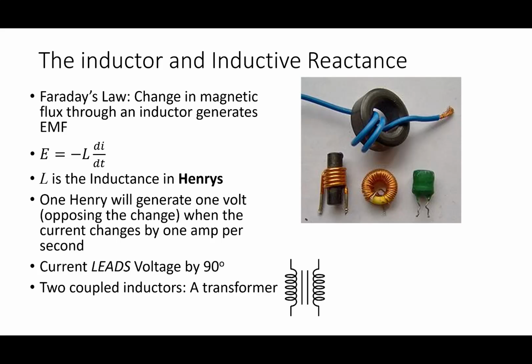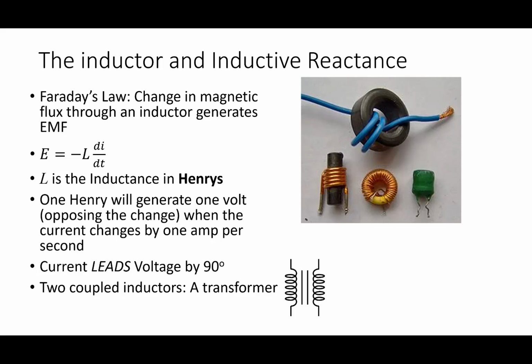So the inductor tries to oppose the change of applied current. It therefore passes DC and blocks AC. Now, in an inductor, current lags voltage by 90 degrees. So once again, a reactive component, and the reactance in this case is given by omega L, where omega is 2 pi f, times L.